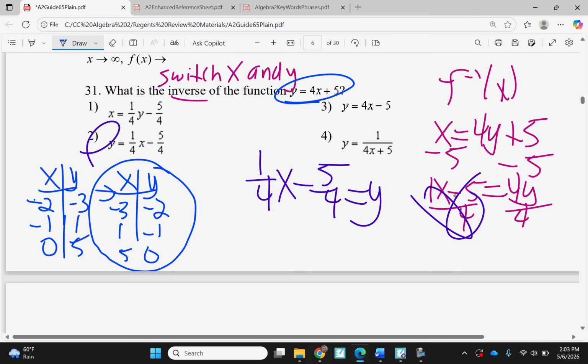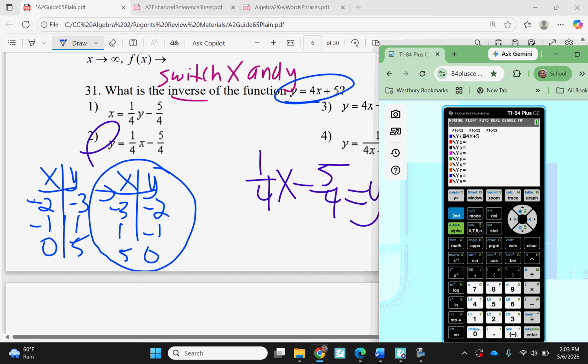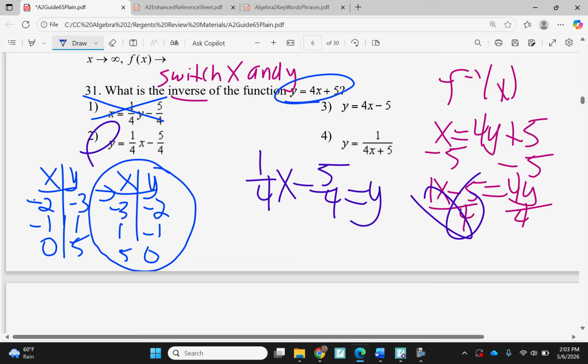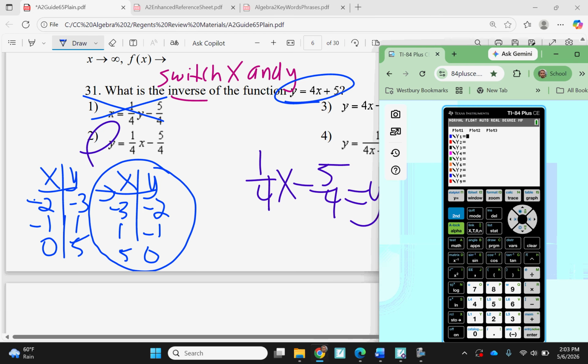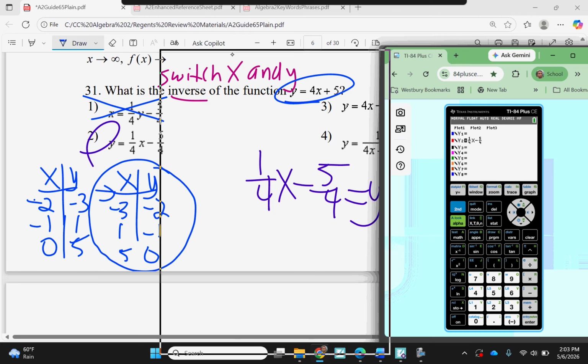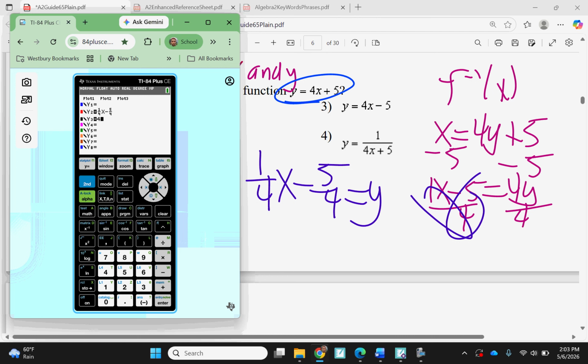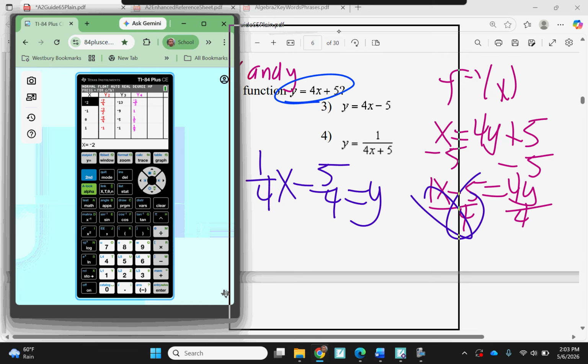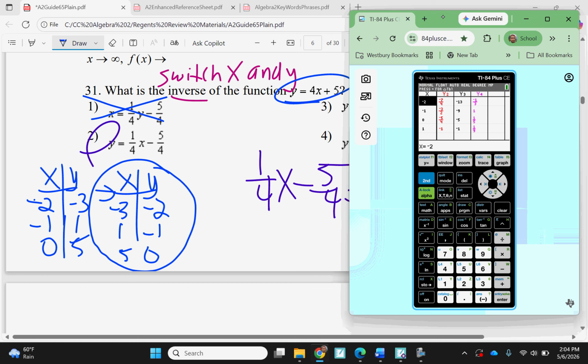So now I'm going to go to my calculator, go to y equals, and type in the 4 choices. I can't type choice 1 in. That's not the answer. There's no x equals, so it would have to be y equals. So I'm just not going to put that in for this particular problem. So y2, I'll put choice 2, which is 1/4 x minus 5/4. Choice 3 is y equals 4x minus 5. And then 1/4x plus 5.